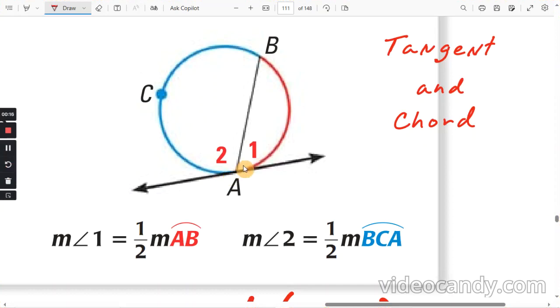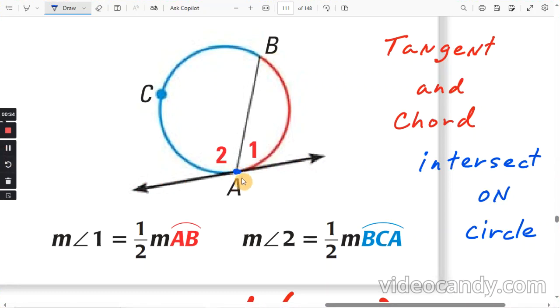All right, so here we have angles formed by a tangent and a chord. This right here is the tangent, and this right here is the chord. When the tangent and the chord intersect at a point that is on the circle, each angle is half the measure of its arc.